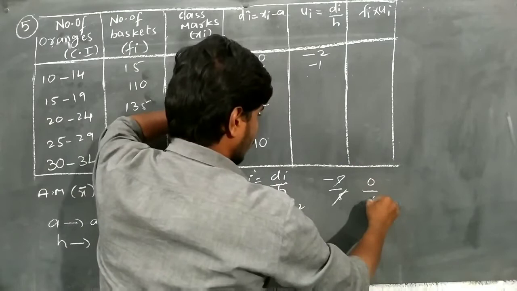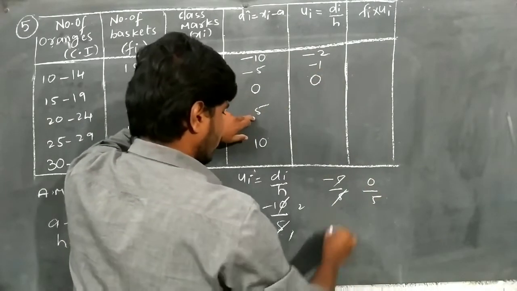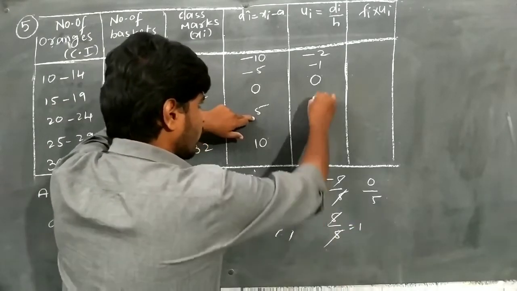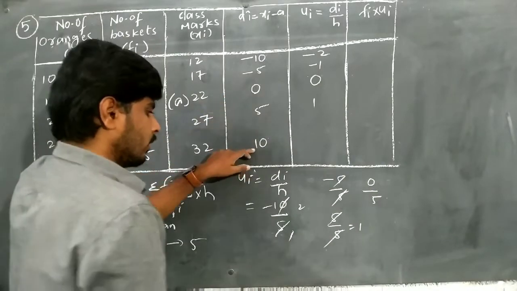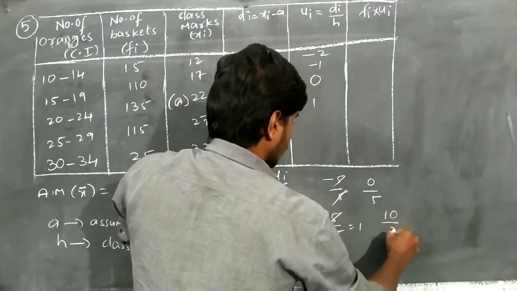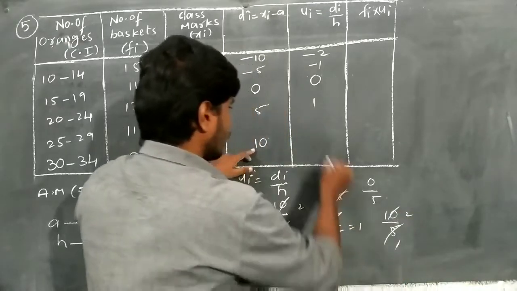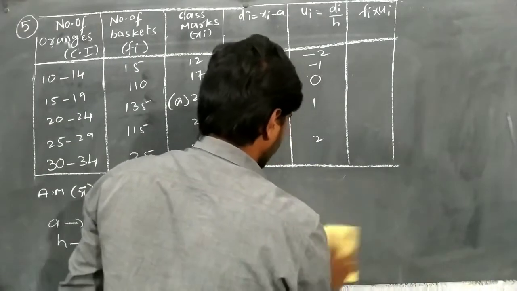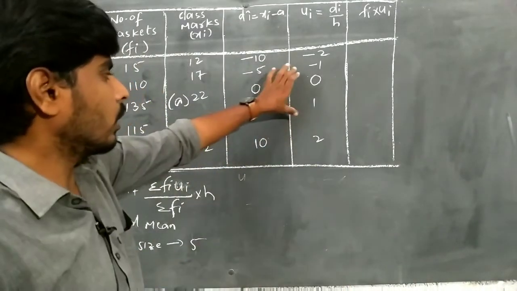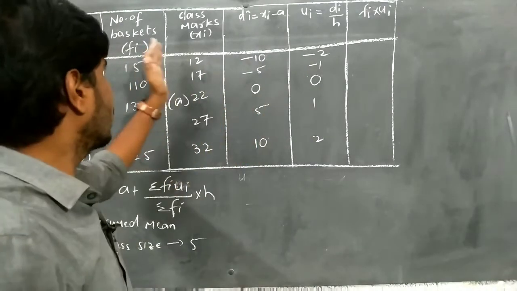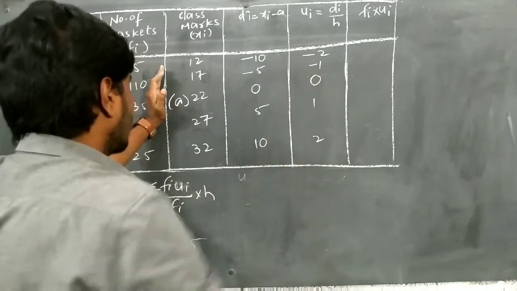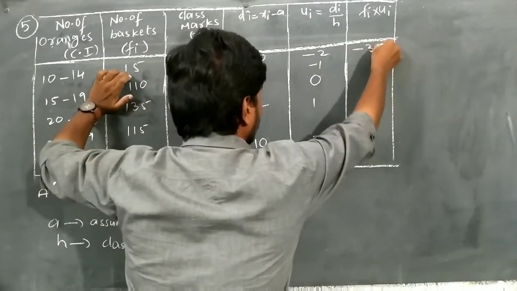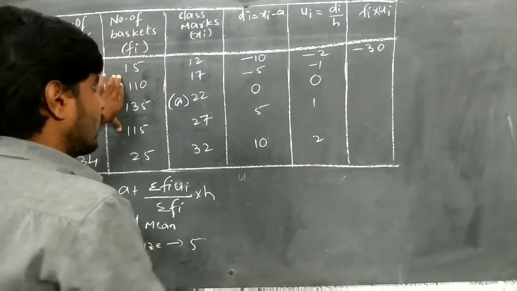Next 0 by 5 becomes 0. Next 5 by 5, di is 5, h is 5, gets cancelled, 1. Okay, right. Next 10 by 5, di is 10, h value 5, 5 twos are 10, we get 2. Okay, right. These are the ui values. Now we have to multiply this fi into ui. 15 into minus 2, it becomes minus 30.